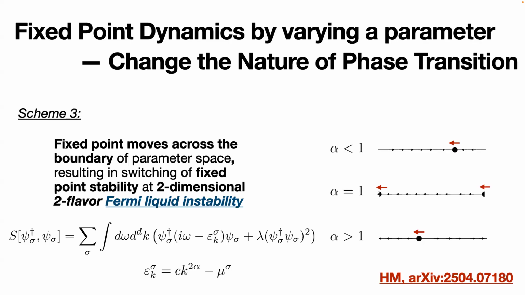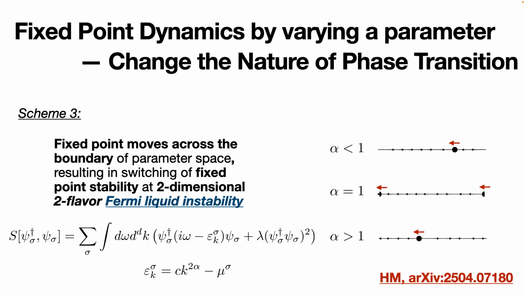It happens at a 2-dimensional, 2-flavor Fermi liquid instability. In other words, it's a phase transition out of this particular 2-flavor Fermi liquid phase. I'm going to describe this in great detail and start with this type of action. Notice the tuning parameter here to move the fixed point is the power of the fermionic dispersion.